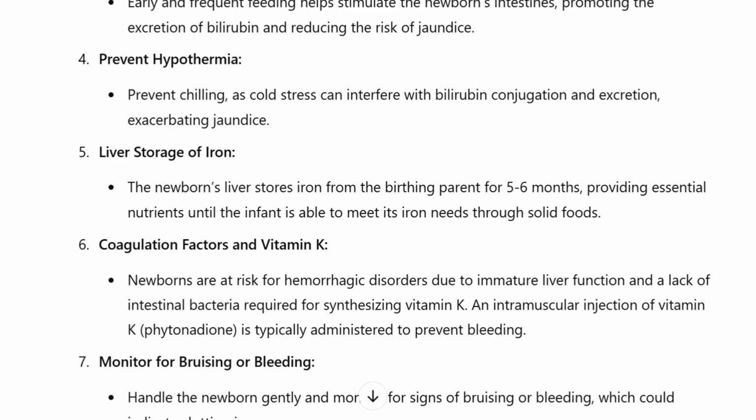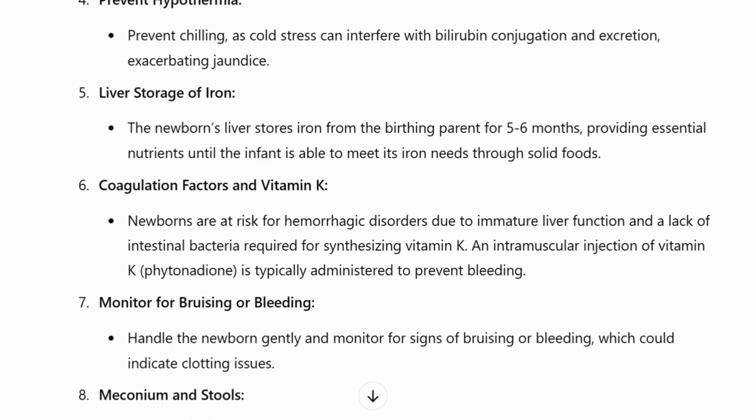5. Liver storage of iron. The newborn's liver stores iron from the birthing parent for 5 to 6 months, providing essential nutrients until the infant is able to meet its iron needs through solid foods. 6. Coagulation factors and vitamin K. Newborns are at risk for hemorrhagic disorders due to immature liver function and a lack of intestinal bacteria required for synthesizing vitamin K. An intramuscular injection of vitamin K, phytonadione, is typically administered to prevent bleeding.